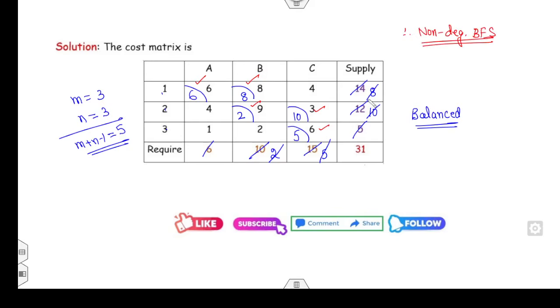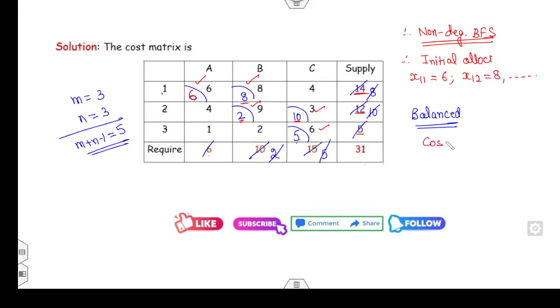I am telling you again, you can check your answers like this: allocation is 6 plus 8, 14. 2 plus 10, 12. 5, 5. Similarly, for the column wise, 6, 6. 8 plus 2, 10. 10 plus 5, 15 always. So then you can find the initial allocations: x11 is 6, x12 is 8, and so on.